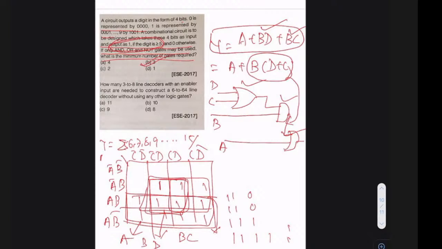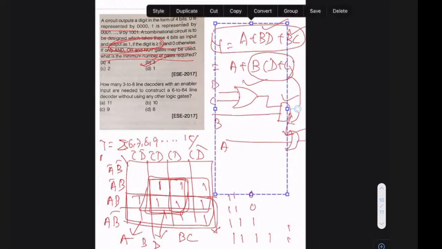Okay? And what about these questions? Like in the multiplexer case, we have 1 question, similarly we have 1 question from decoder. The question is, how many 3 to 8 line decoders with an enable input are needed to construct a 6x64 decoder without using any logic gates? Okay, so yes, tell me.